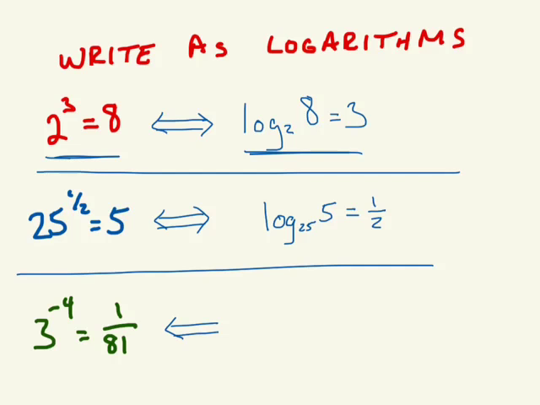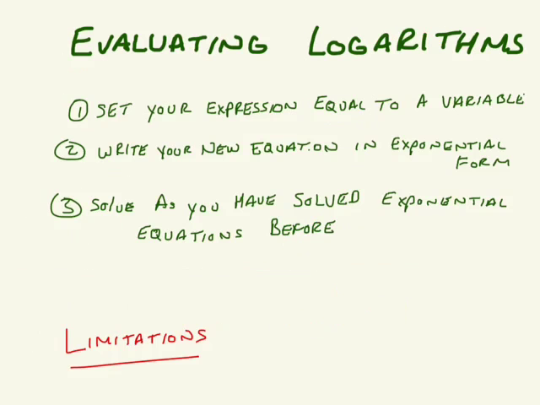Let's take a look at this last one. Okay, 3 to the negative 4th is 1 over 81. Well, that means log base 3 of 1 over 81 would be negative 4. Okay, that's how we're going to go back and forth between those two values.